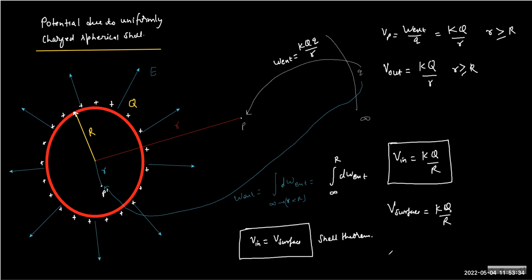So the simple rule is every shell will contribute field only outside but not inside. Because it's a uniformly charged shell, the field contribution is outside. So the moment you enter the shell, there is no need to do any work. There is no opposition which we are facing. So the work done is not present, and therefore you can just get inside without any hindrance. And so the energy change, the work will be only to the surface, nothing beyond that. So V inside is equal to V surface.